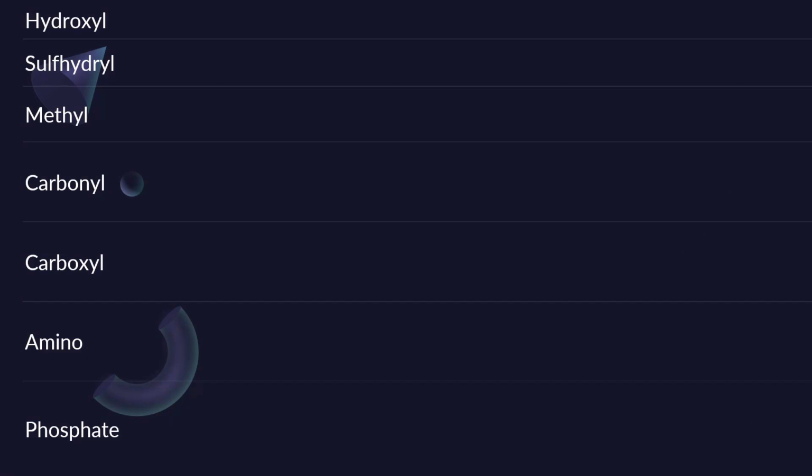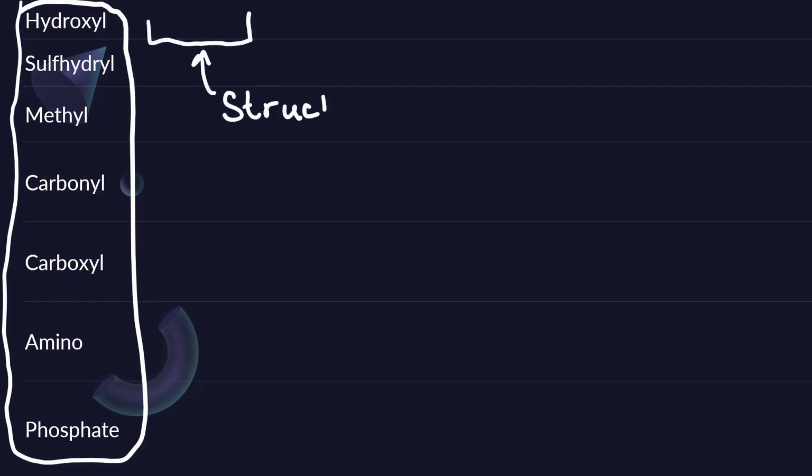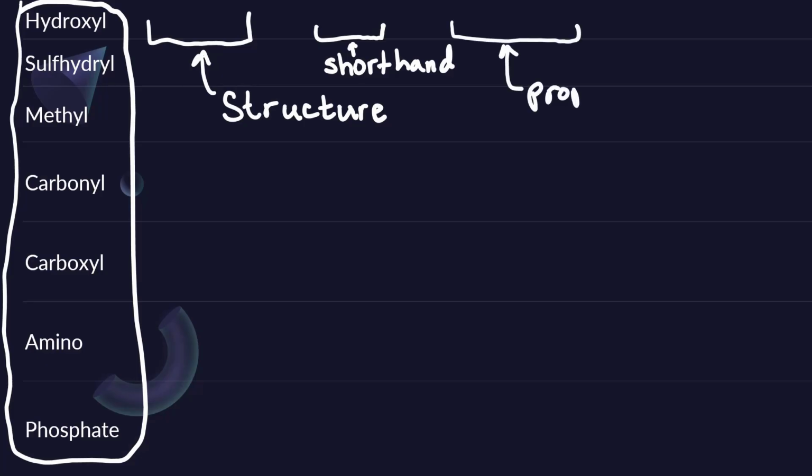Now, there are some really important functional groups you are going to see throughout the semester. So as a baseline, it's important you are at the very least familiar with these functional groups' names, what they look like, or what their structure is, the shorthand way people write them, their properties, and lastly, what characterizes each of these functional groups.